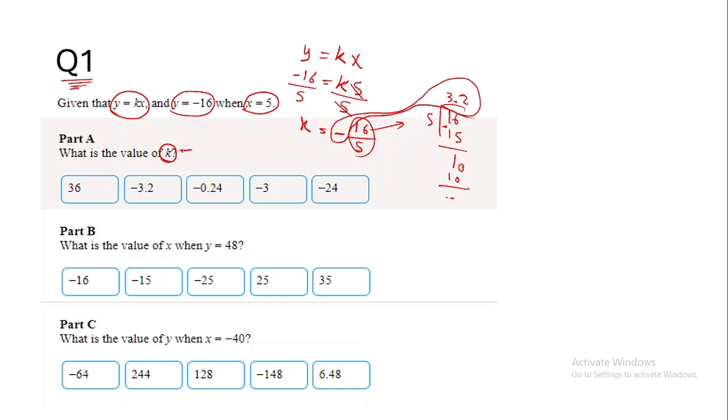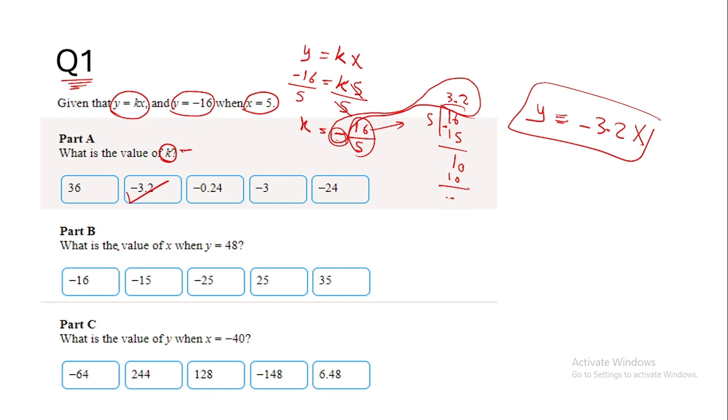-3.2. Don't forget the sign, please. So it will be -3.2. Now, once we get k, we have a new equation which says y is equal to -3.2x. And this equation will be used to solve part B and part C. Okay, this is the new equation.